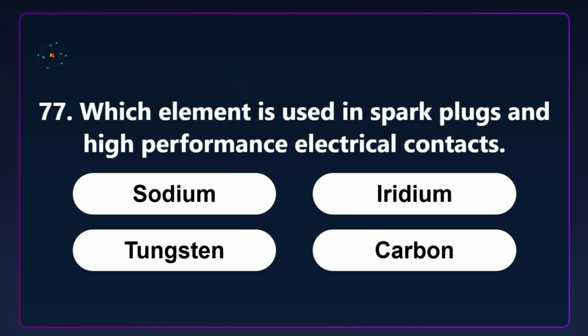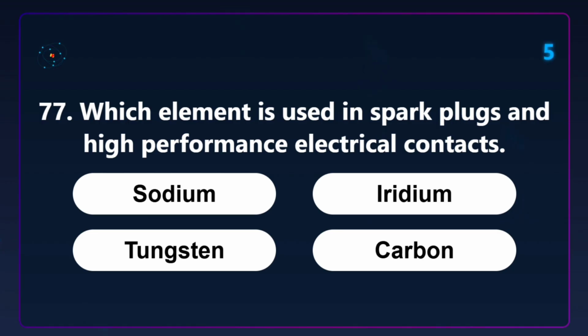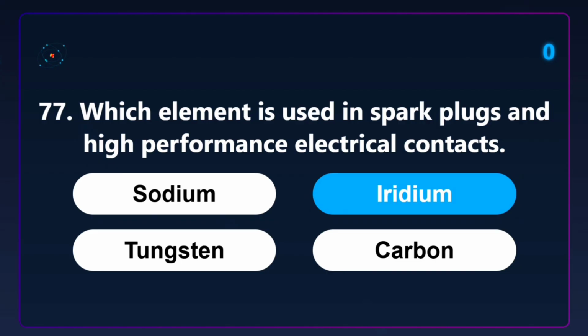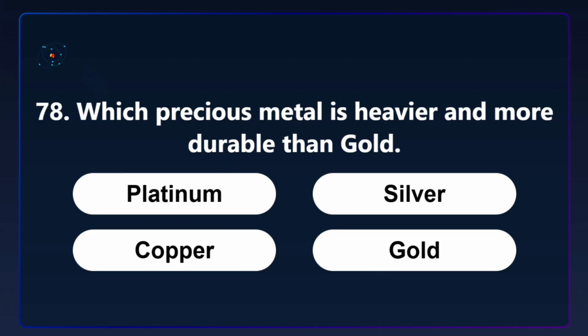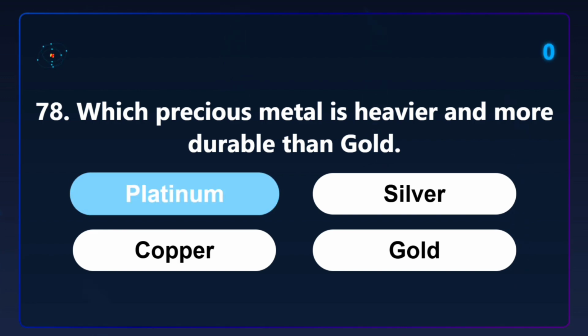Question 77. Which element is used in spark plugs and high-performance electrical contact? The answer is iridium. Question 78. Which precious metal is heavier and more durable than gold? The answer is platinum.